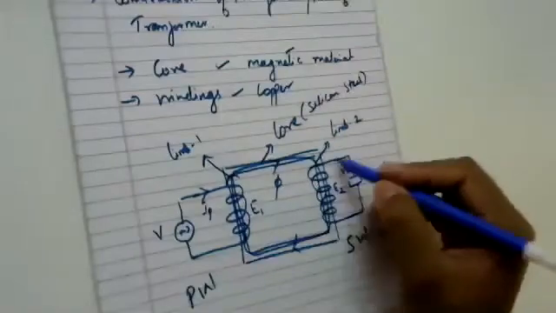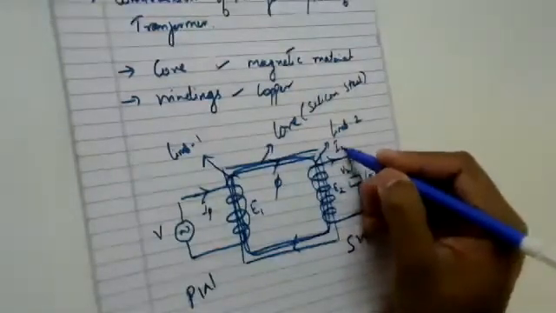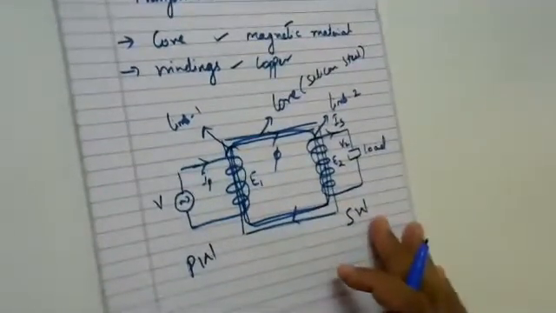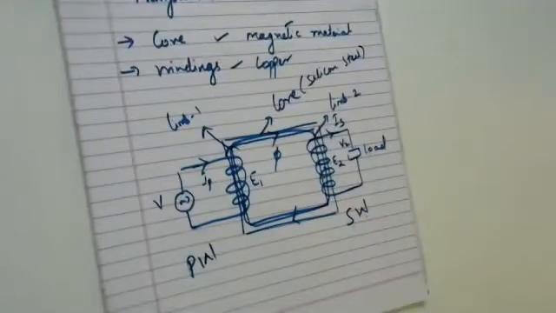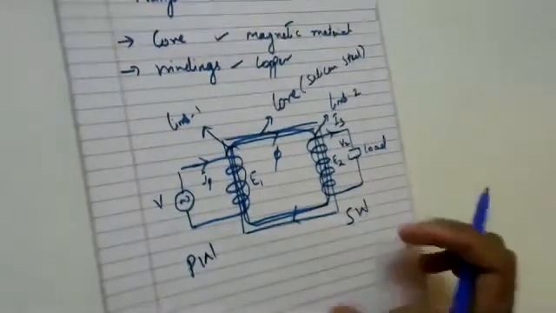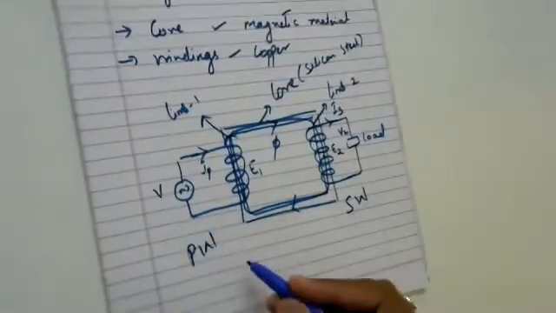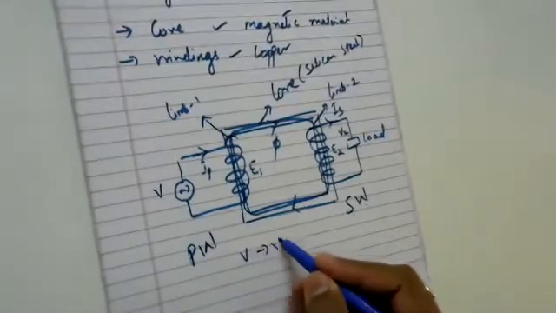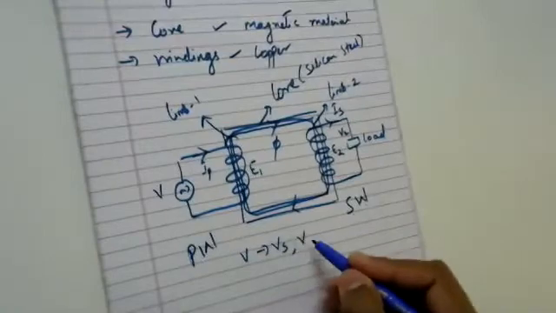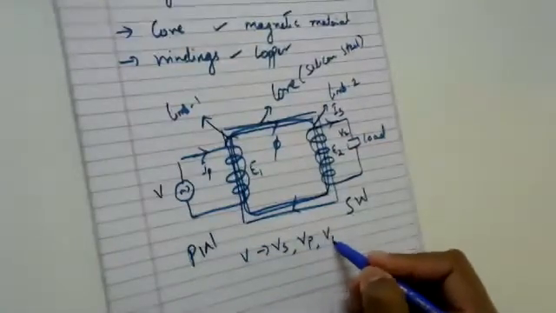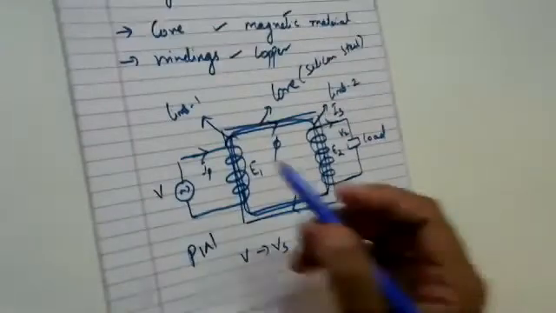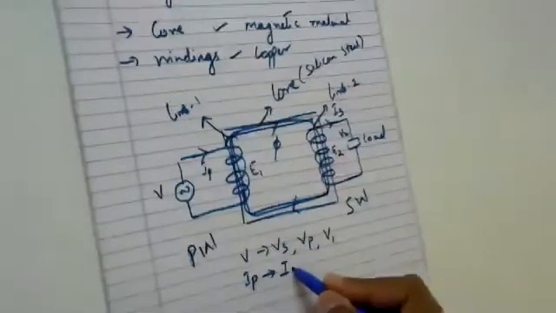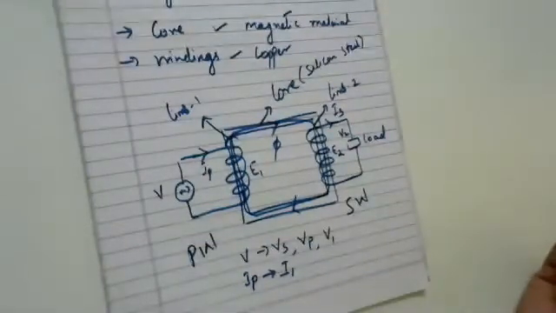The current that flows through the secondary winding is the secondary current, IS. So you should be familiar with these terms now. What you have to understand here is that V is the supply voltage or source voltage. You can call this V as VS, source voltage, or primary voltage, or V1, the applied voltage. IP is your primary current. Sometimes we also call it I1.